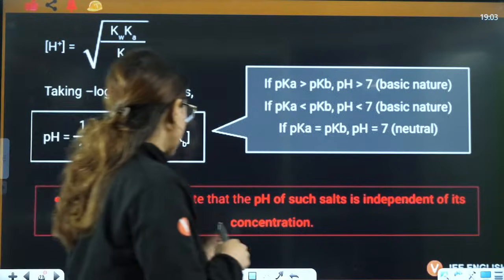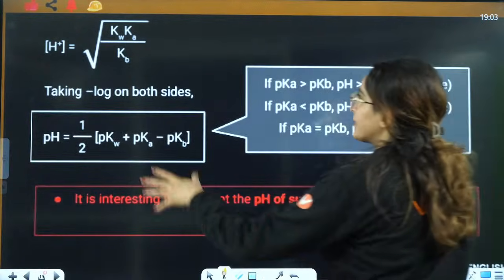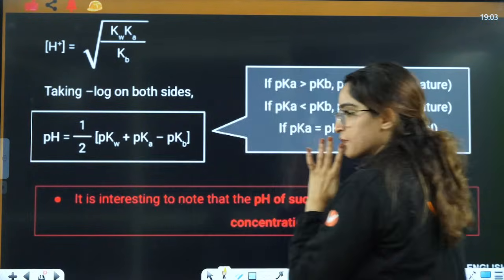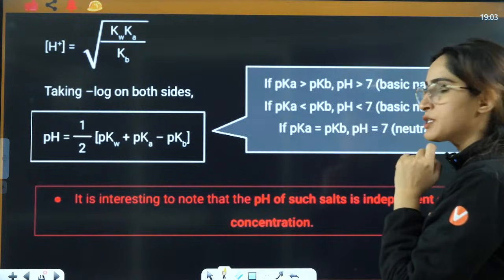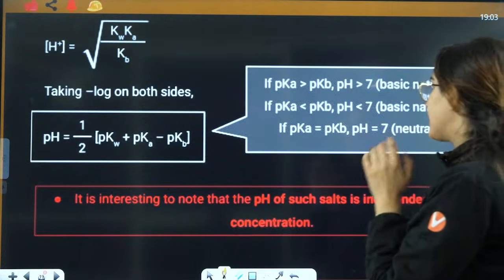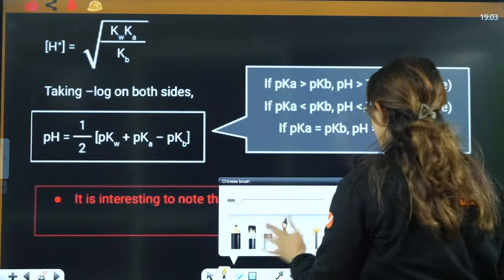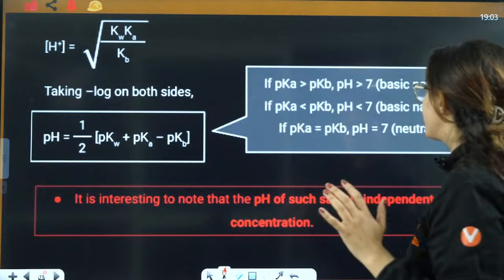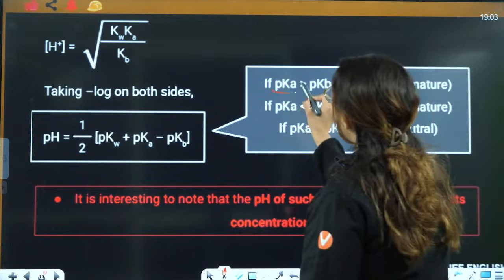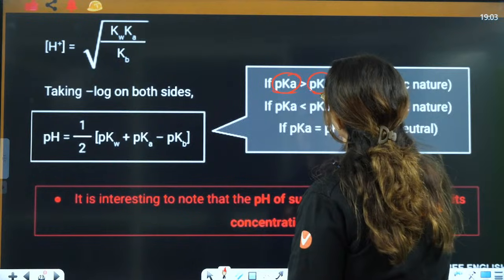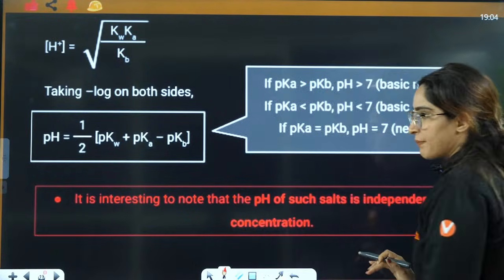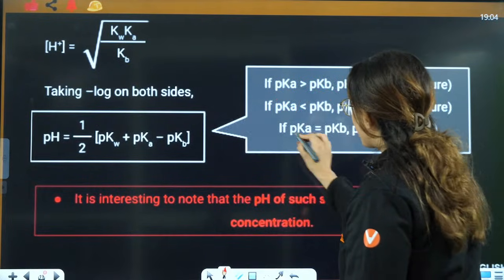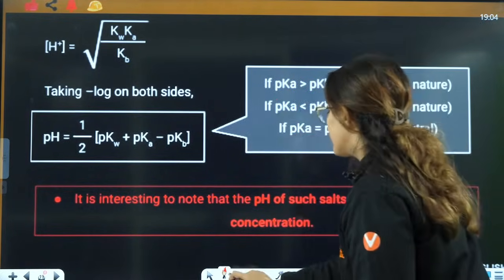Now see this thing. Ma'am, we have calculated the pH like this: pH is equal to half of pKw plus pKa minus pKb. Now see these three cases. Based on these three cases, they can ask you questions on weak acids and weak bases. When pKa is greater than pKb, what is happening? When pKa is less than pKb, what is happening? When these are equal, what is happening?